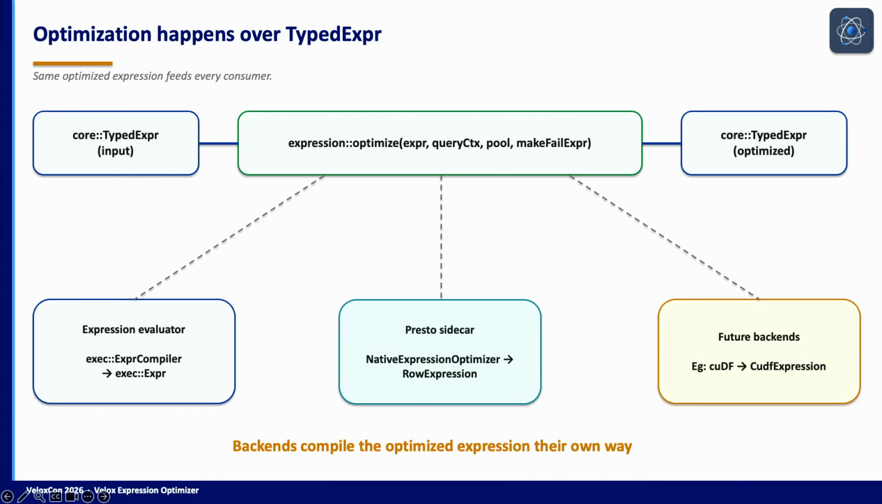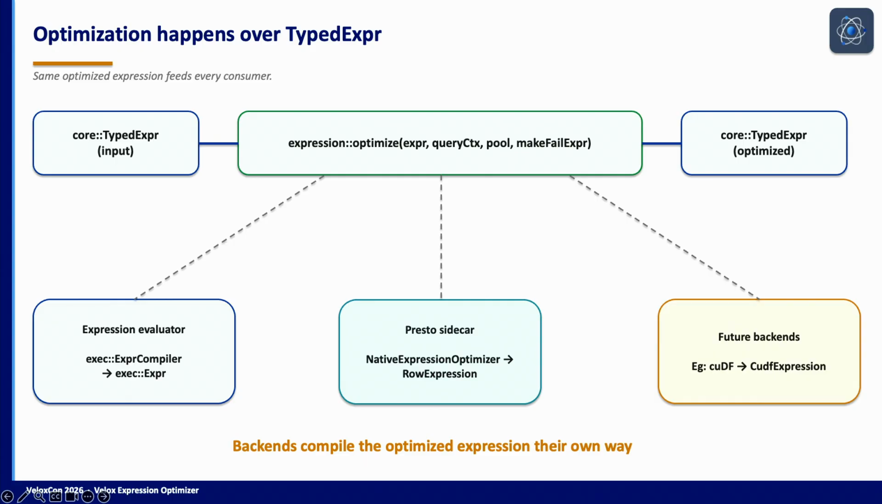In this slide, we can see the key API contract. Optimize is the key API here, which takes in a typed expression and returns an optimized typed expression. And the expression optimizer essentially produces an artifact that you can port, and different consumers can use it. For instance, it could be used by Velox's expression evaluation, as it is today, or the Presto sidecar with the native expression optimizer, or future backends like QDF.